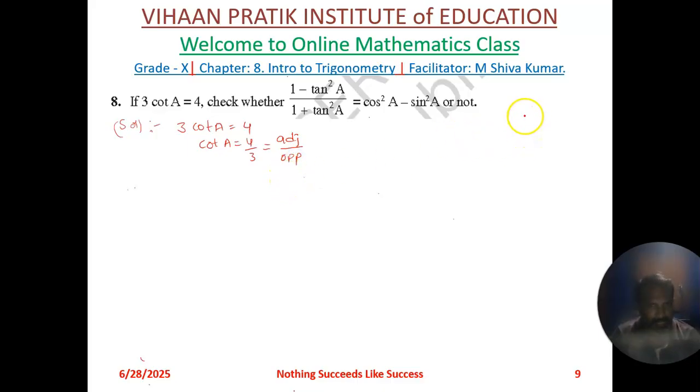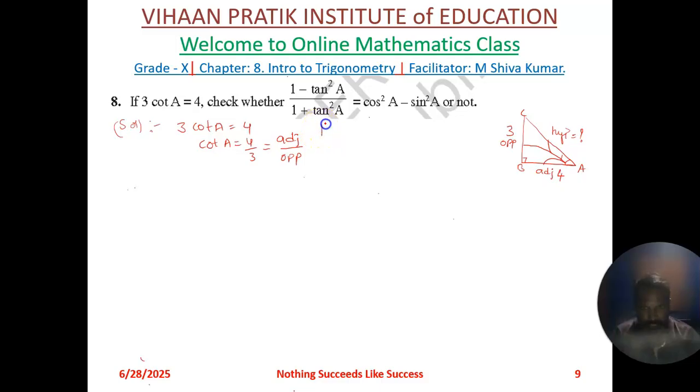Again we'll draw the same right angled triangle, right angled at B, and measuring angle is A, and this is C. Again with respect to A, this is opposite, this is adjacent, and this will be hypotenuse. Now adjacent is given 4, opposite is given 3. We need to find out the hypotenuse.